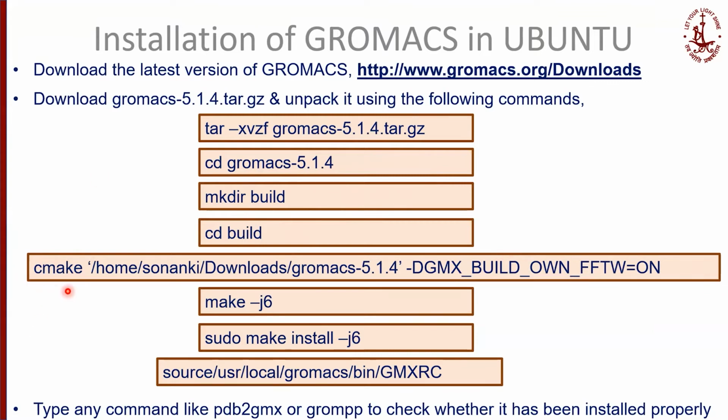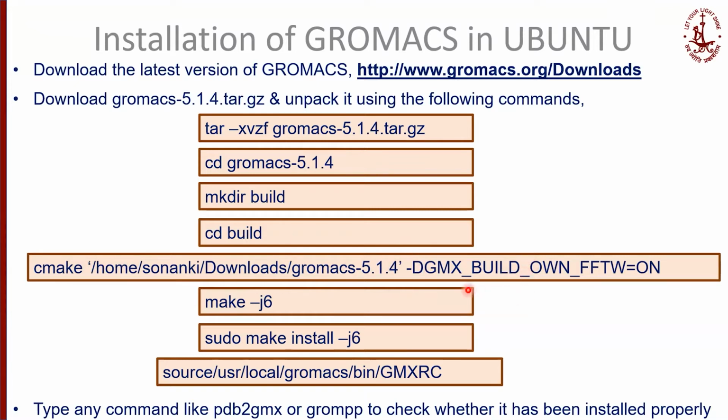What is this command? cmake, and the path that is given over here, home/Sonanki/downloads/GROMACS. It is the path of my system where I have downloaded GROMACS. Similarly, you have to see the path where you have downloaded. Suppose your system's name is XYZ, and you have downloaded GROMACS in the downloads folder, or in your D drive or C drive or E drive, wherever you have downloaded, this path has to change accordingly. So this is where my GROMACS folder is downloaded. That's why I have taken this path, and it has to be under single quotes.